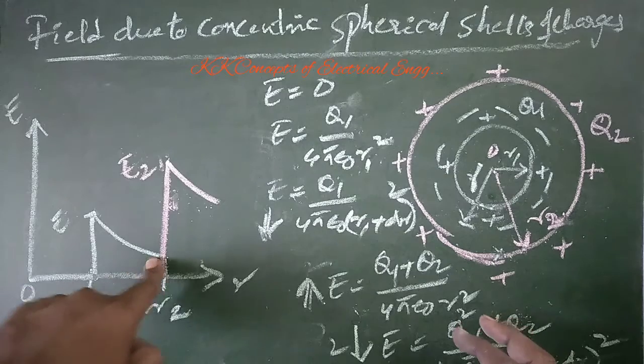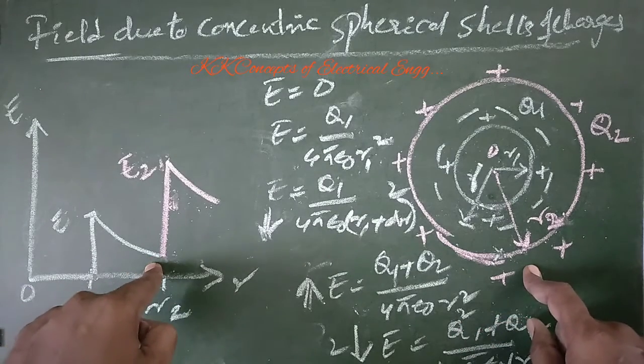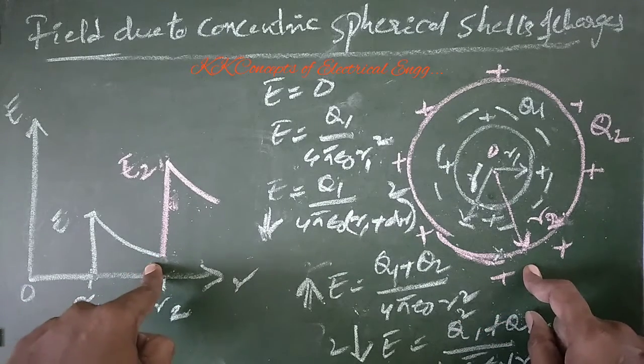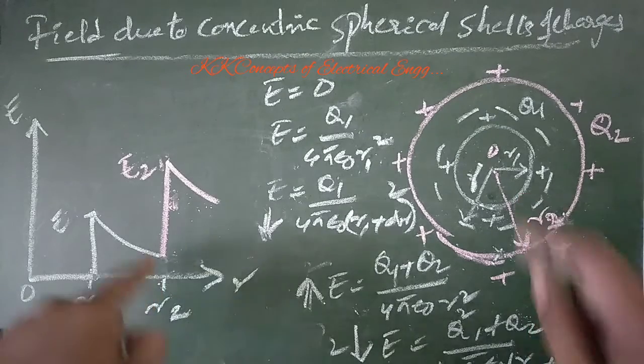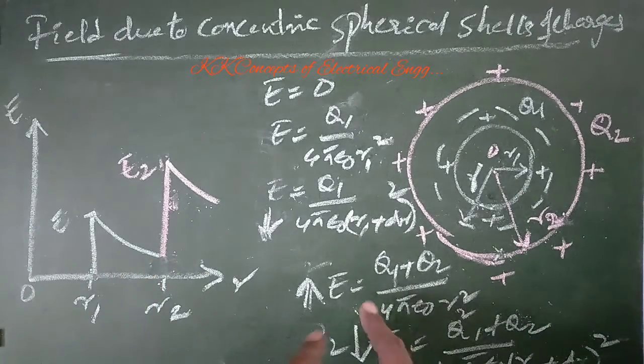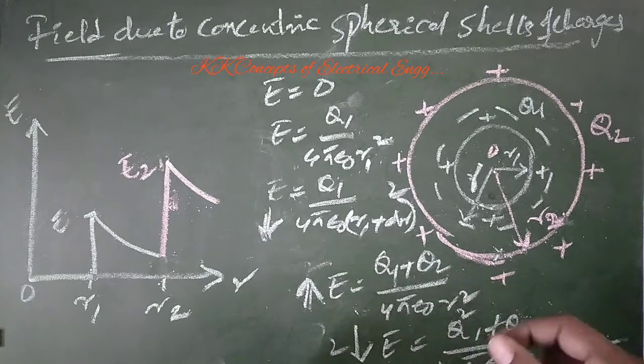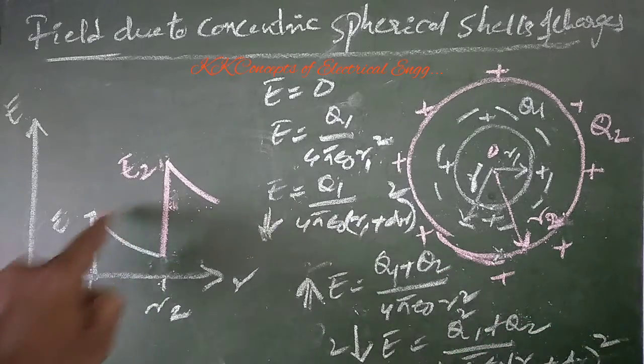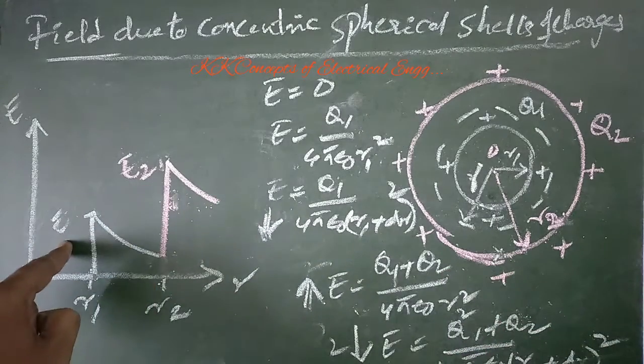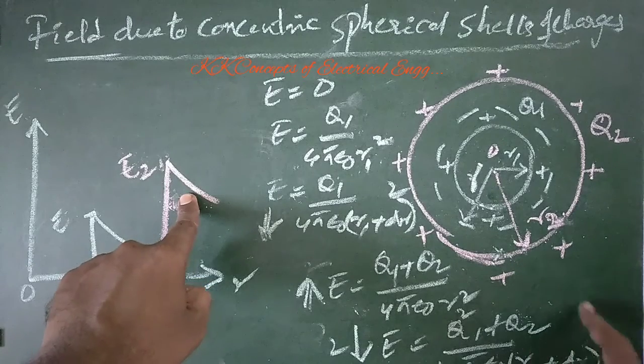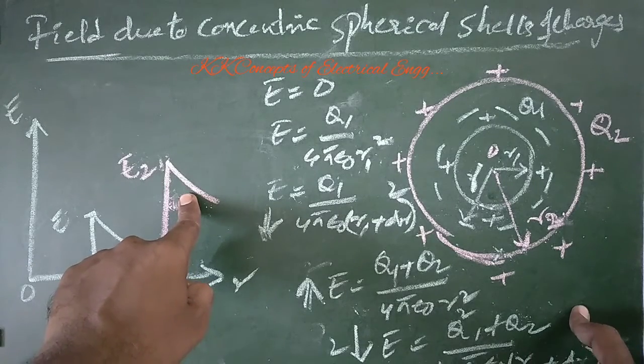Then at the outer shell, the electric field intensity is more than the electric field intensity at the inner shell, since E equals Q1 plus Q2, that is, more charge is there, so E2 is more than the first one, E. Again it reduces when you move away from the outer shell.